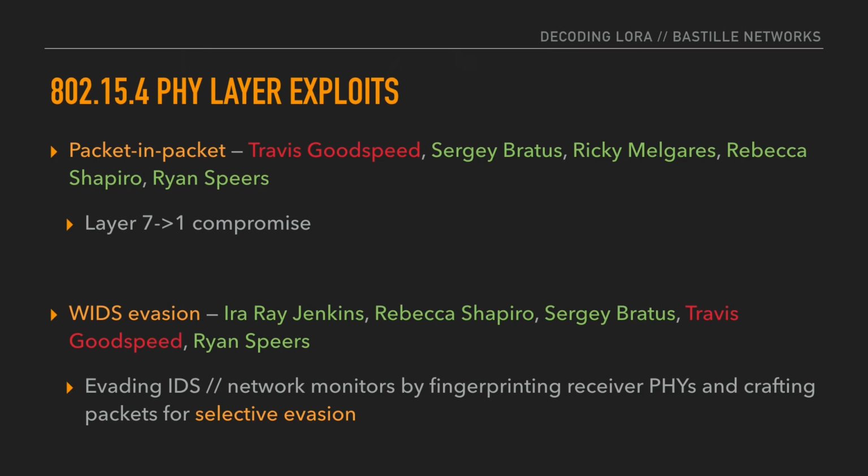He was able to get some really wonky things to happen to radio state machines in doing so. And related to that, we have this wireless intrusion detection system evasion that was done by Travis Goodspeed and some friends of mine from Dartmouth, where they were basically able to fingerprint how different 802.15.4 radio state machines work and construct packets that would be able to be heard by some but not others.